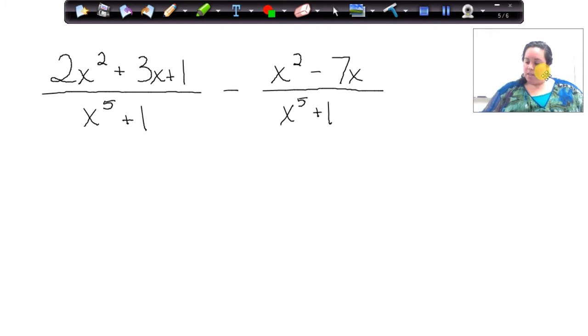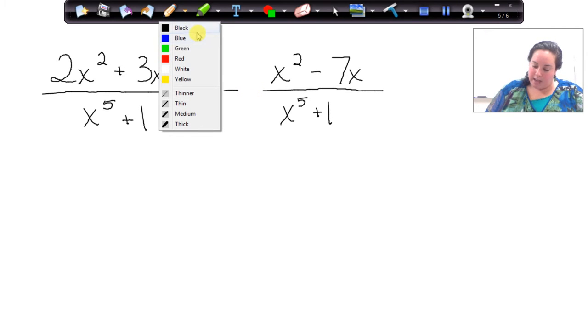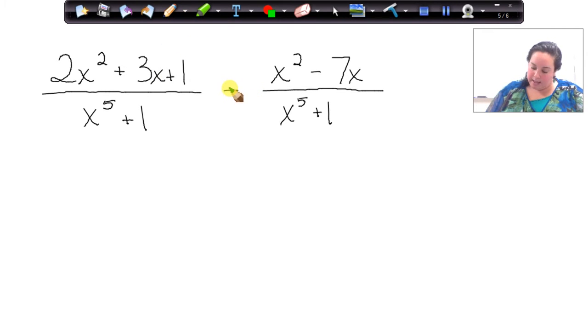In this first example, we have two rational expressions, and they both already have a common denominator. So in this case, we're just going to subtract them, and the easiest way to subtract is to turn this into an addition problem. Remember, if we're going to turn it into an addition problem, we have to distribute the negative to every term after the subtraction sign.